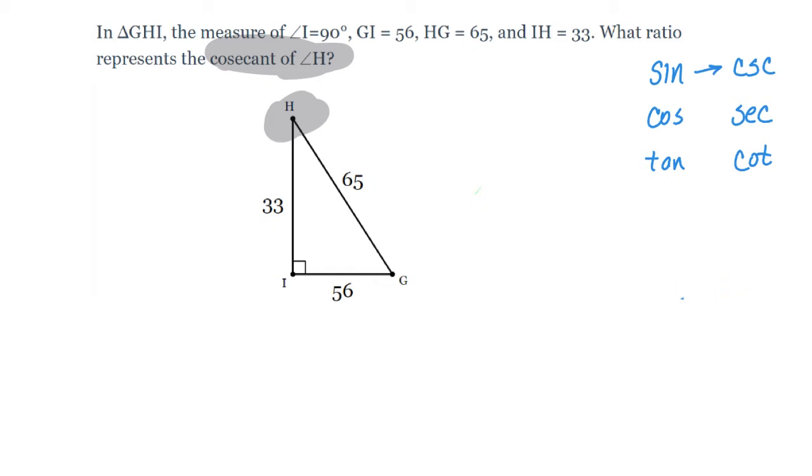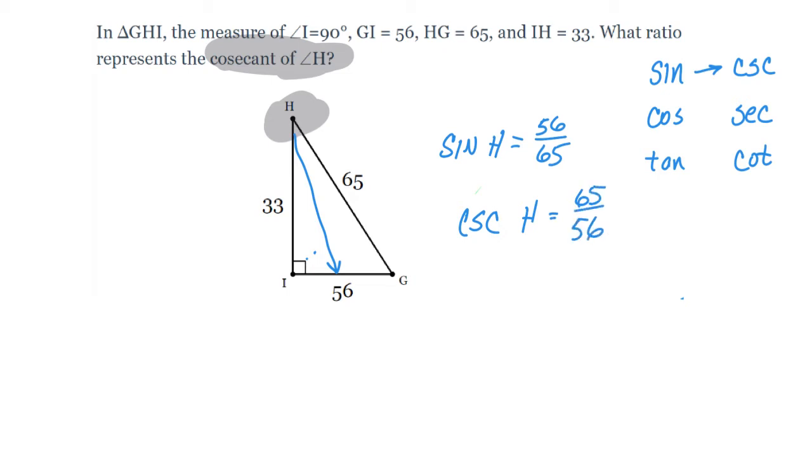So I'm actually going to work through sine. Sine of this angle is the opposite side here. So opposite to this would be the side 56. I'm doing sine of H at the moment. Sine of H equals 56 over the hypotenuse, which is always opposite of the right angle. This would be 65. So if sine of H is 56 over 65, then cosecant of H is the reciprocal of that, and the reciprocal, of course, would be 65 over 56.